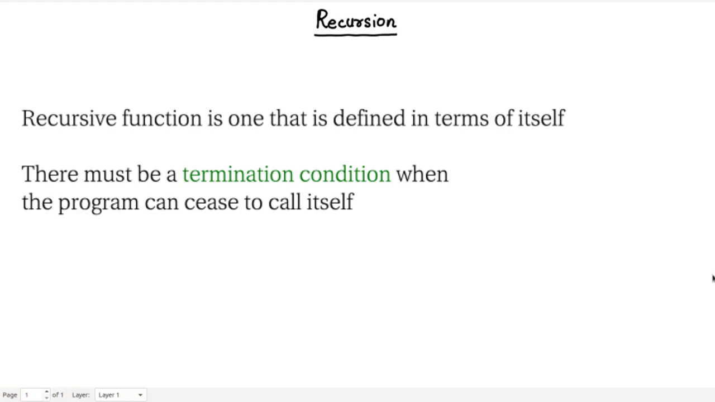Recursion is a fundamental concept in mathematics and computer science. A recursive program is one that calls itself, and a recursive function is one that is defined in terms of itself. A recursive program cannot call itself always because sometimes it may result in the program running in an infinite fashion. Therefore, there must be a termination condition when the program can cease to call itself.